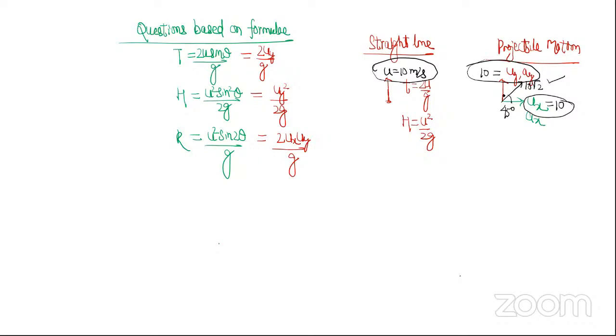Now vertical motions of both these particles will be identical. Both of them they will go to same height. Both of them they will travel same time. Only thing is that here you won't have x direction motion. Here you will have x direction motion. That is extra.